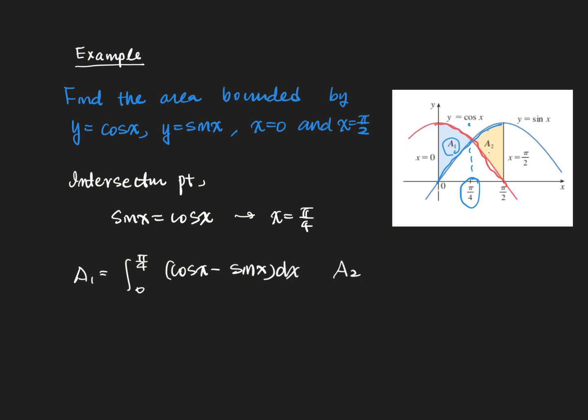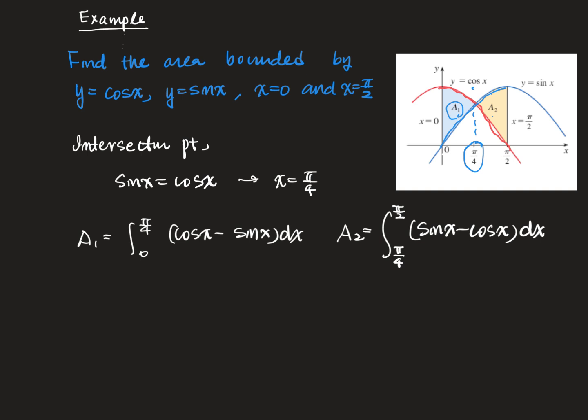How about A2? A2, the yellow one, is where sine x is up, from pi over 4 to pi over 2: sine x minus cosine x. You have to be very careful, okay? Let's do this one. The antiderivative of cosine is sine x. The antiderivative of sine x is negative cosine, so negative cosine x.